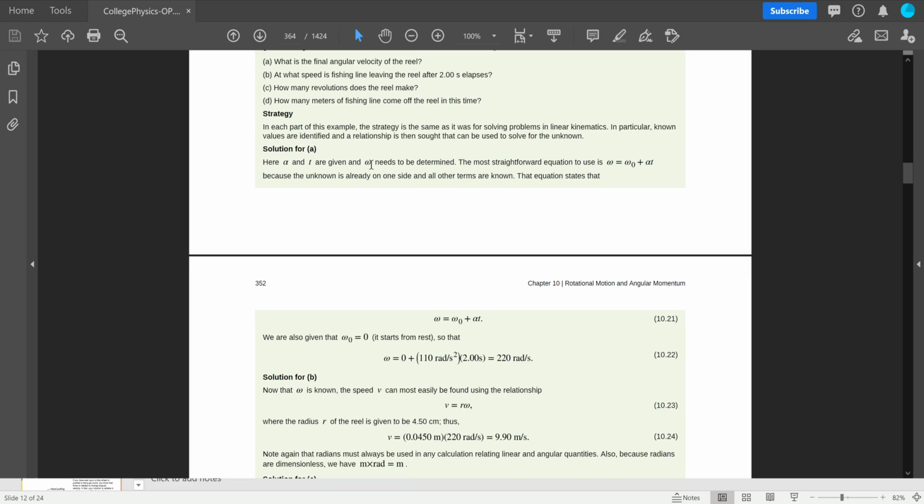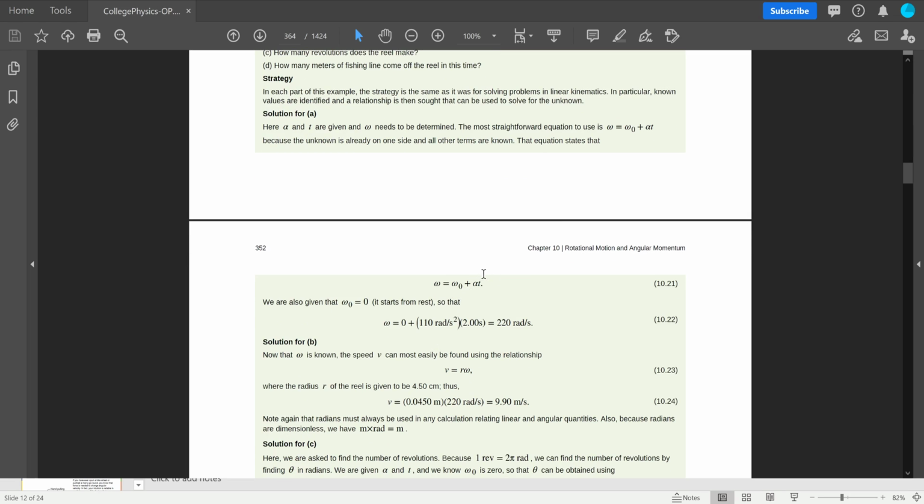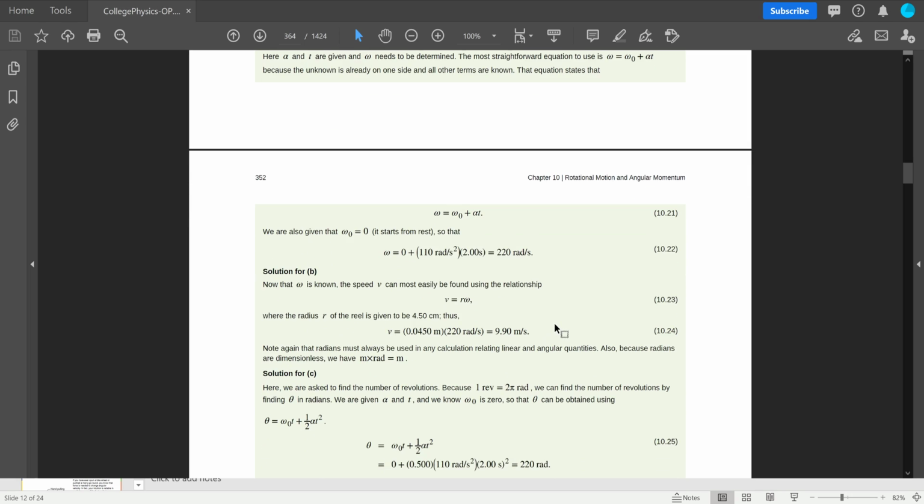All right, so for A, we have our alpha and t given, and omega needs to be determined. The most straightforward equation to use is omega equals omega naught plus alpha t, because we know that omega naught was 0. So we plug in what we know. We are given our alpha. We know that it's from rest, so omega naught is 0, and we're given our time. So plug that in straight through, you get 220 radians per second.